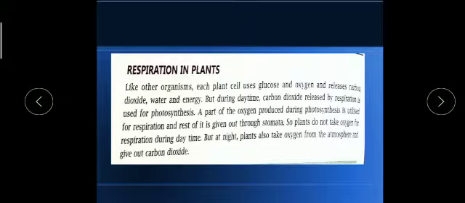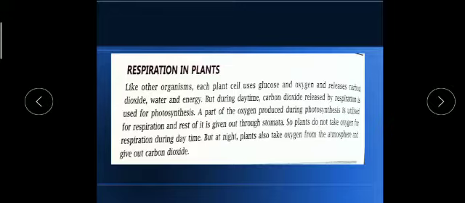Each plant uses glucose. Their food is glucose. They make food with the help of photosynthesis, by using sunlight, carbon dioxide, water and chlorophyll pigment. They produce oxygen as a waste product, and they make glucose, and they release carbon dioxide, water and energy. This is the reaction of photosynthesis.